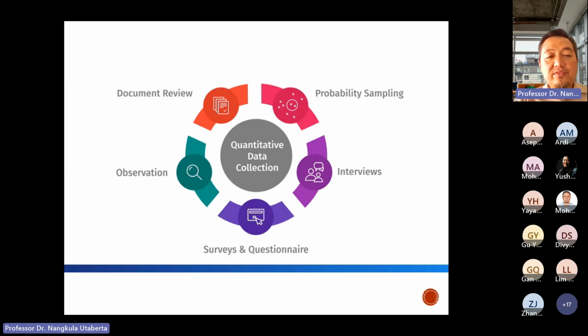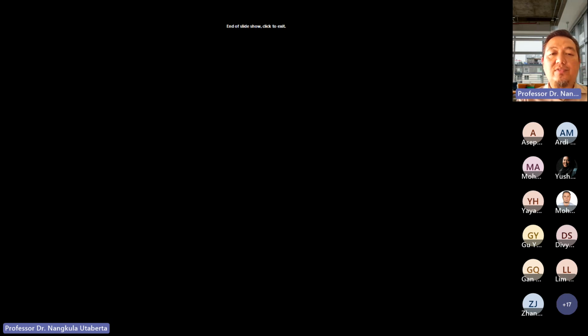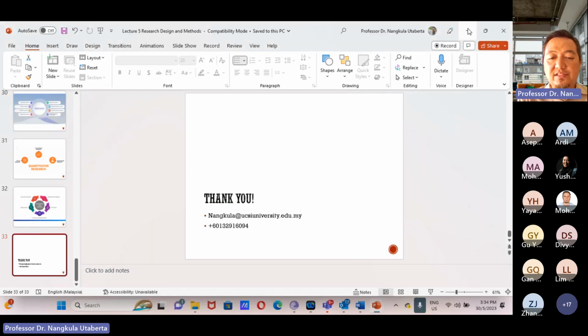In terms of data collection that uses quantitative: document review, probability sampling, interviews. Some interviews are even quantitative, because you try to measure something. Observation, survey and questionnaire. Okay, I think that's all for the research design. I'll just continue to the next.